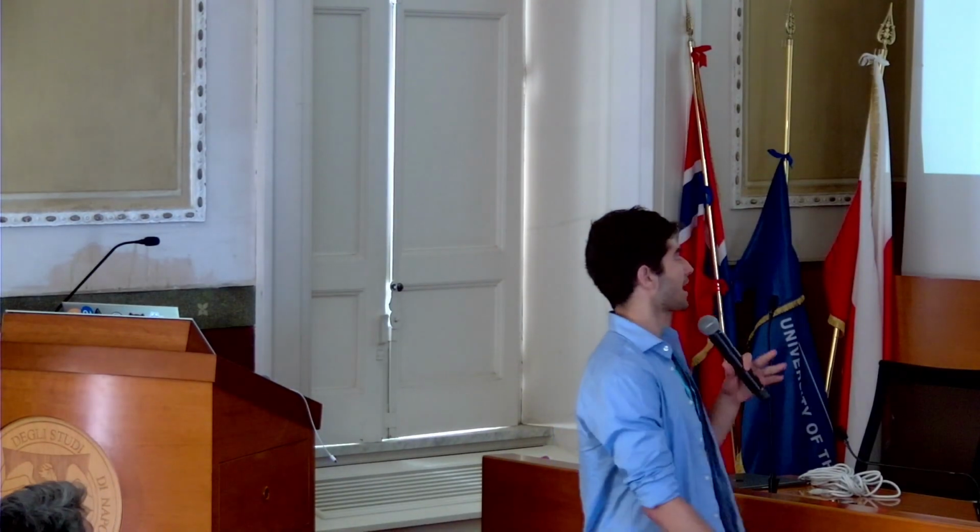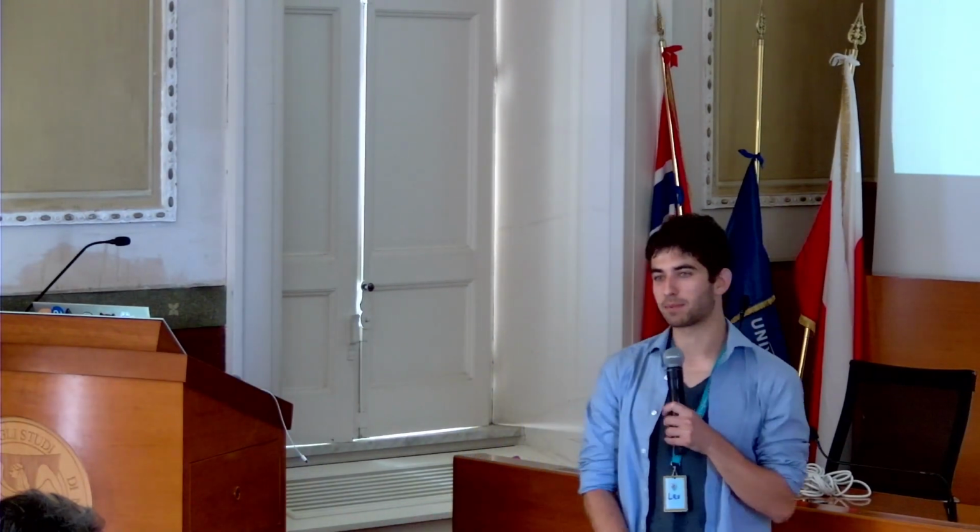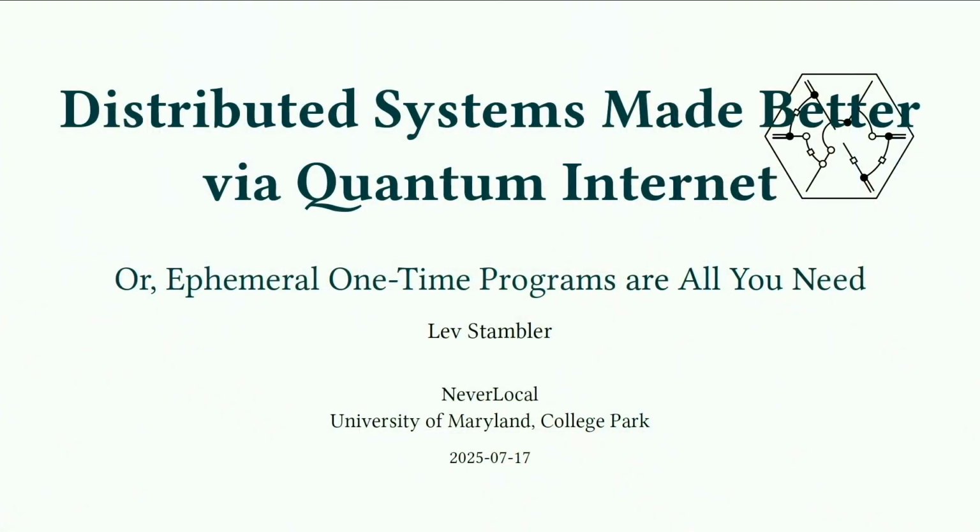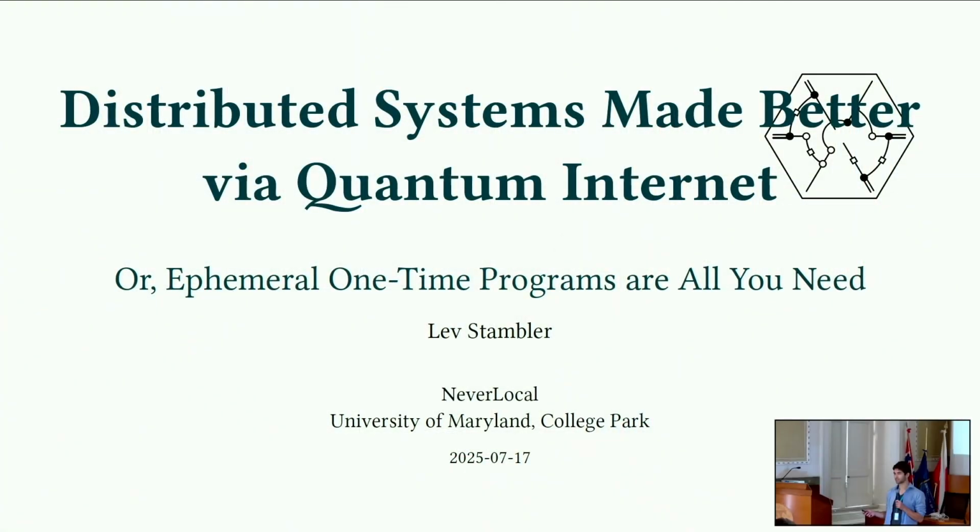So today I'm going to be talking about some of the applications of things we've seen earlier, some new applications, some ongoing research, and thankfully I am at this time because a lot of this stuff has already been introduced, which is good for me. The title of this talk originally was Made Faster, but now it's Distributed Systems Made Better via Quantum Internet. This is work with NeverLocal, along with Fabrizio and Stefano, and Nicola, who's not here. I'm also a PhD student at College Park.